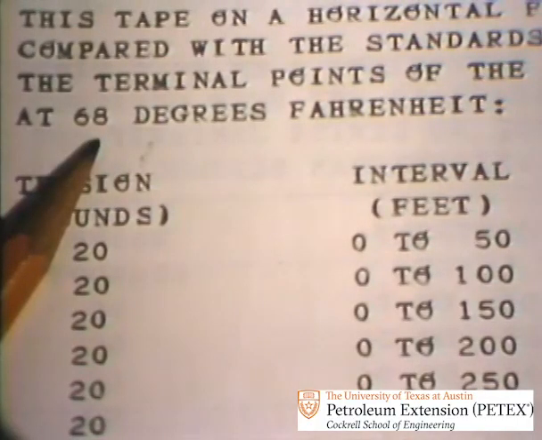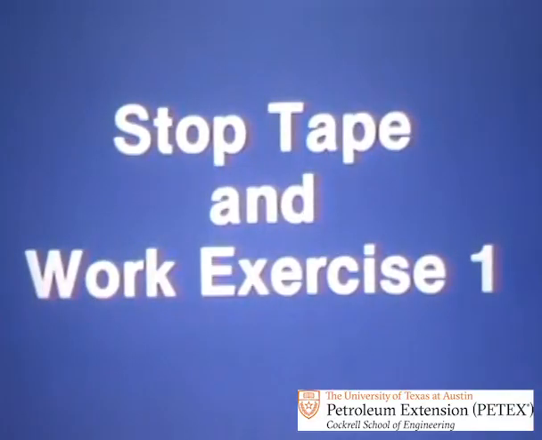The NBS report tells what tension should be pulled on the standard tape to get accurate readings. Since the readings are accurate only at 68 degrees, any temperature differences must be allowed for when the capacity table is developed. If you have workbooks, stop the tape in work exercise 1, then go back to the program.